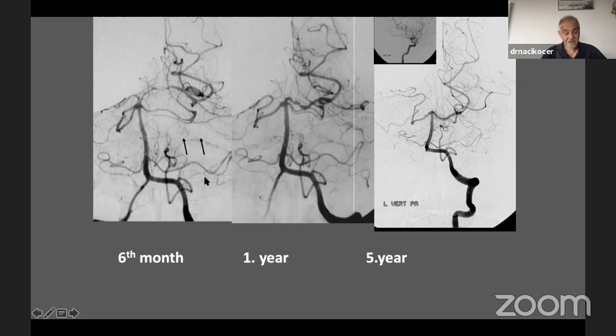Continuation of the antiaggregation 20 years ago, by the way. And then 1 year later, the aneurysm is shrinking, and the intimal reaction is having less stenosis. And also 5 years later, all this P1 is remodeled with no aneurysm filling.